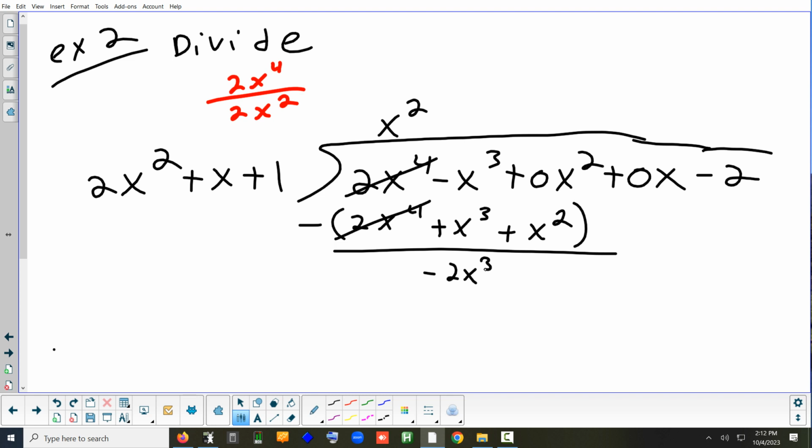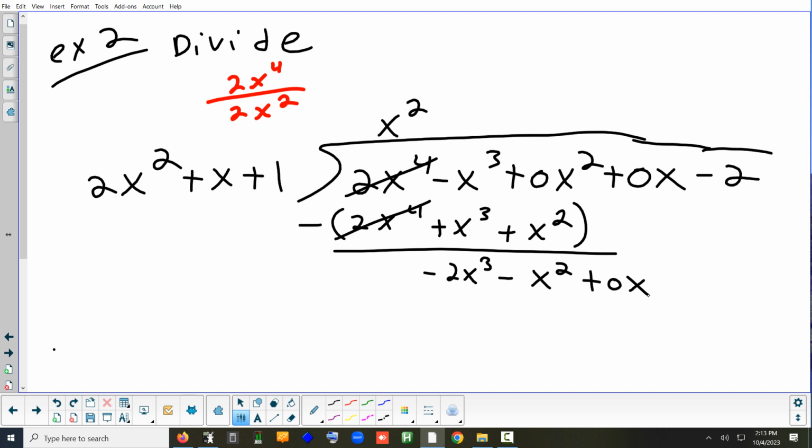And then what's 0x squared minus x squared? Just x squared. If it was 0x squared plus x squared, it would be x squared. Oh, so it's negative x squared. Okay. And what do I do now? Bring down the 0x. That's my next term.